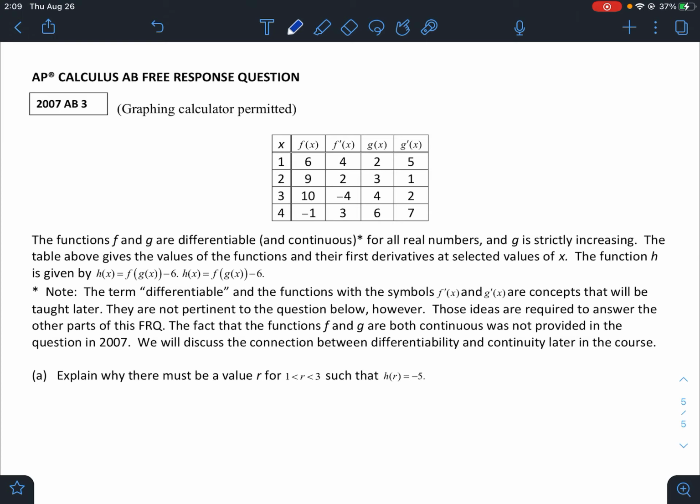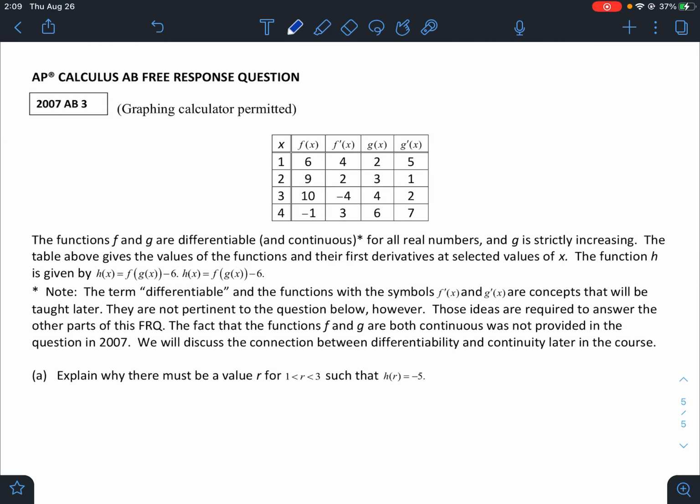The table above gives the values of the functions and their first derivatives at selected values of x. The function h is given by f of g of x minus 6. Okay, so h of x equals f of g of x minus 6. Little note there, the term differentiable, we still don't know what that means. The f prime of x, g prime of x, we still don't know what that means. We'll learn those later. But they're not pertinent to the question that we're going to answer below here.